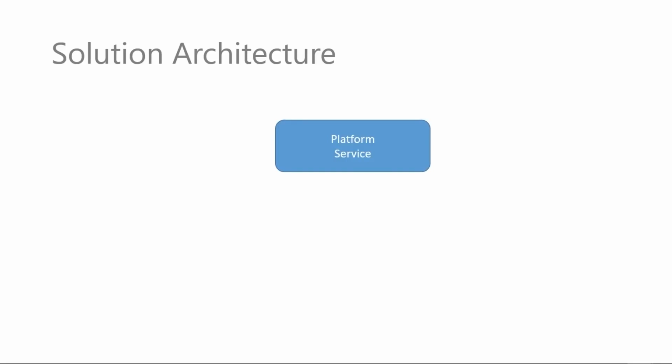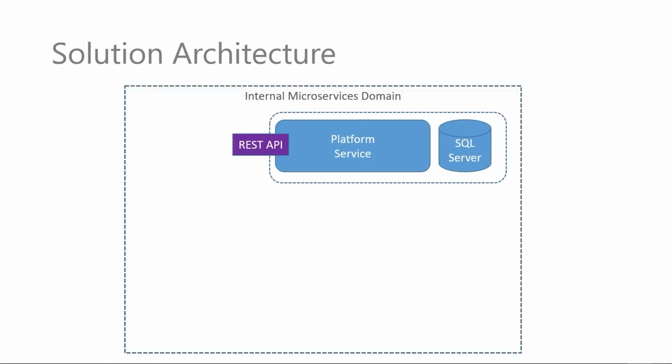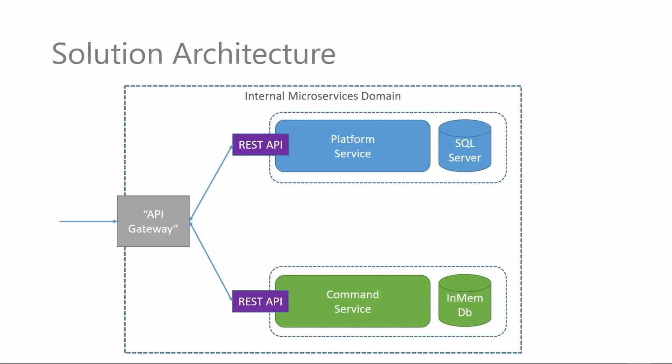So we've got a platform service up and running to some extent. It's got a SQL Server database, fantastic. We've developed our REST API, and that's pretty much complete now. The REST-based API is finished. Our internal microservices domain, you could almost map that onto our Kubernetes cluster if you wanted to. We have our API gateway, which is our Ingress Nginx controller. We can externally get in and route to these APIs. And again, here's our command service, in-memory database, REST API, which is basically complete. We're not doing any more on that. So this is basically where we're at.